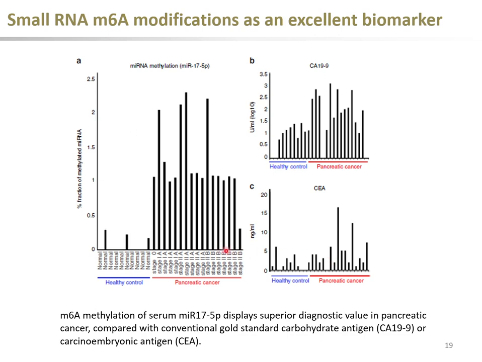The healthy controls colored blue and the pancreatic cancers colored red show much larger distinction and have a much lower false positive rate using the m6A modified microRNA miR-17 biomarker.